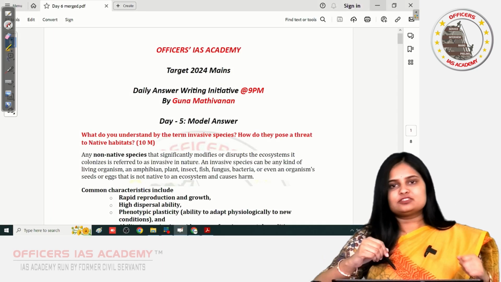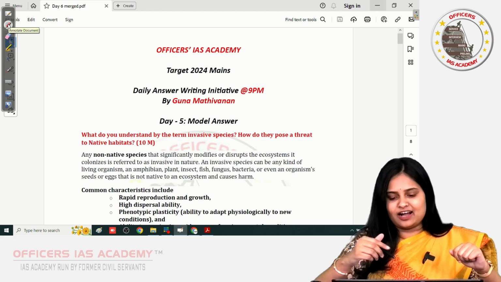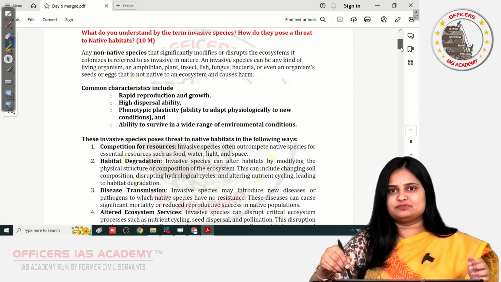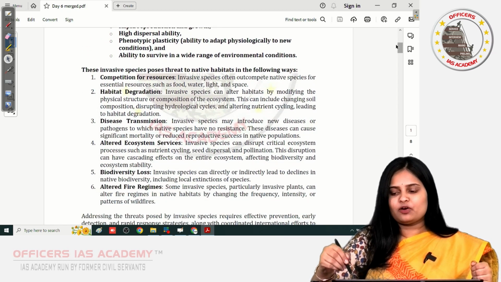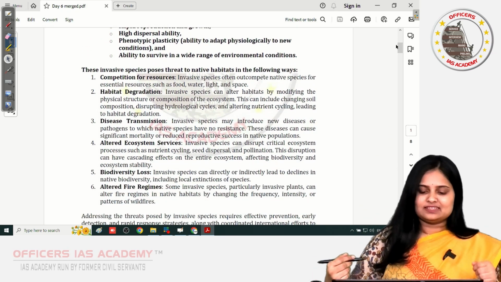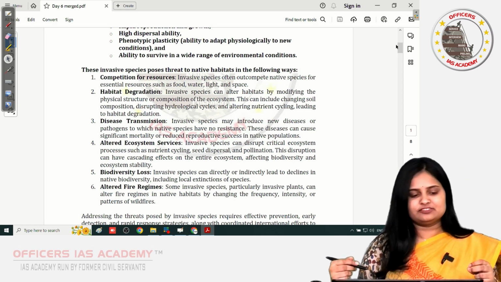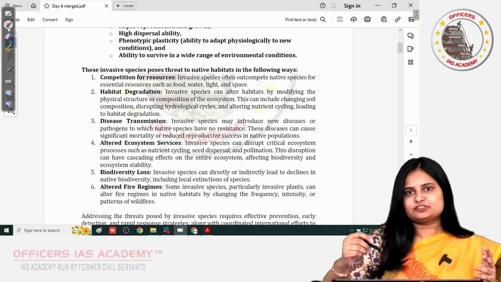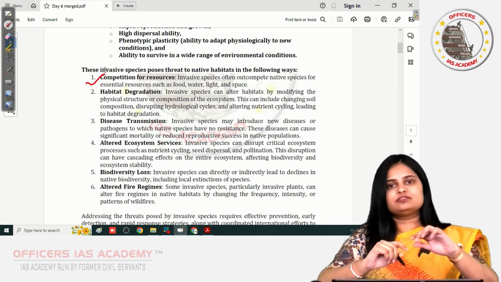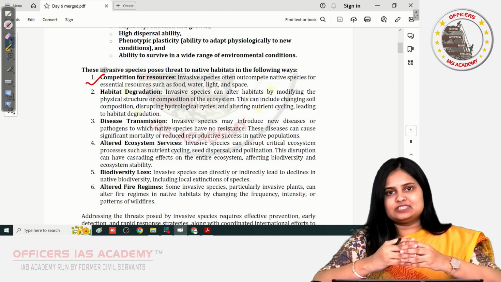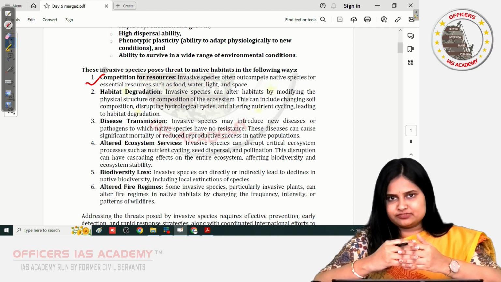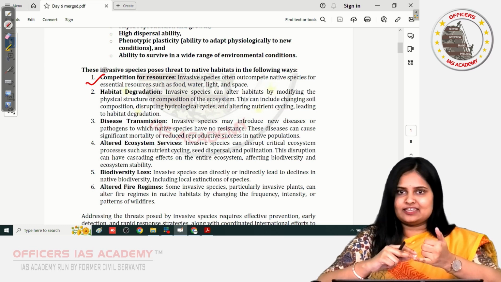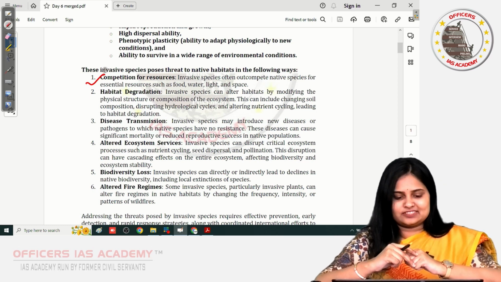So, the introduction should be about what invasive species are and maybe a few lines about the characteristics as has been given over here. Now, moving on to the second part of the question, the threats posed by invasive species on native habitats. This is something that we need to stress on. So, the first thing is competition for resources. Invasive species can outnumber native species by competing with them for resources such as sunlight, air, water, etc.